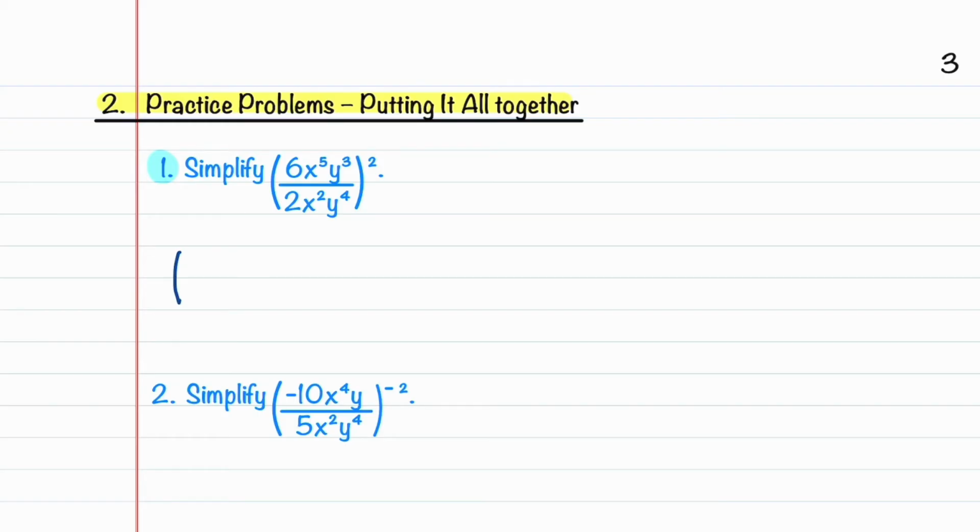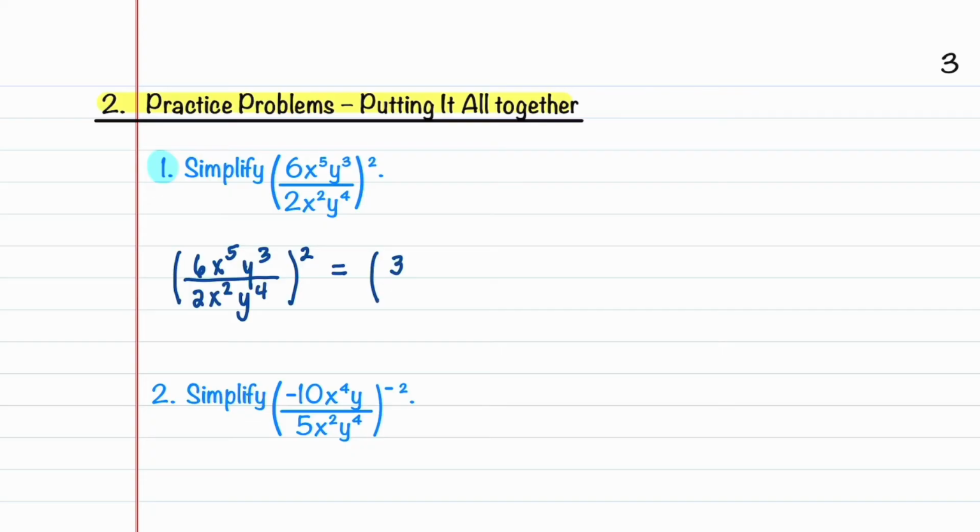We are being asked to simplify 6x to the 5th, y cubed, all divided by 2x squared y to the 4th, all raised to the 2nd power. The first thing that we're going to do is work with the constants. We have 6 divided by 2, and that's equal to 3.